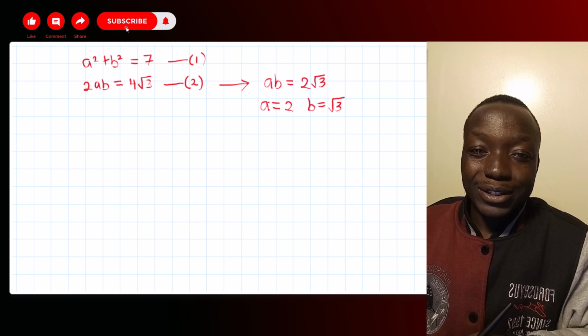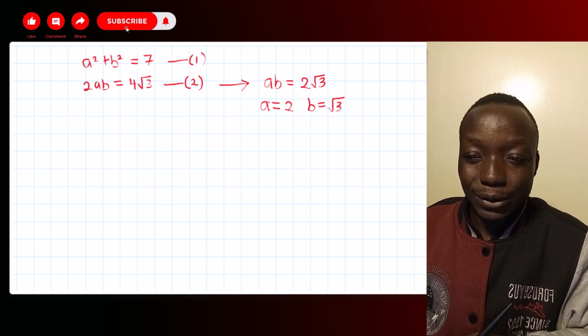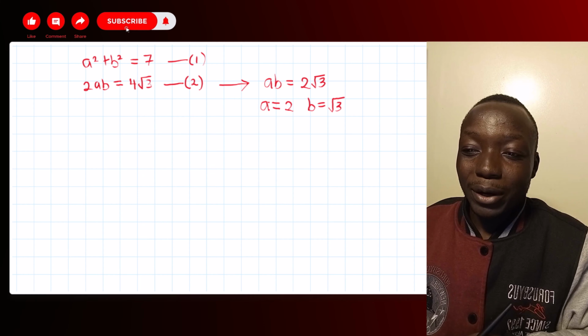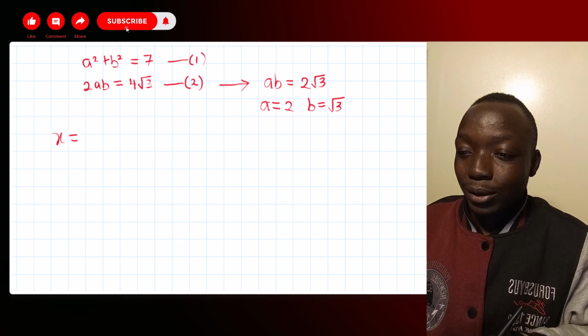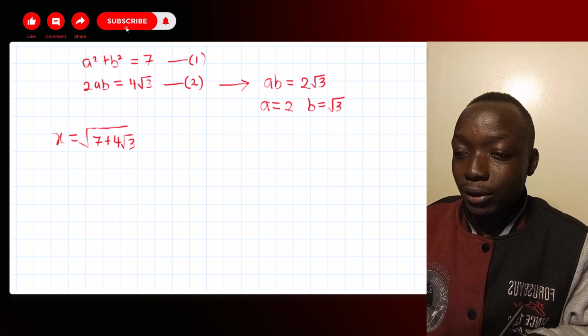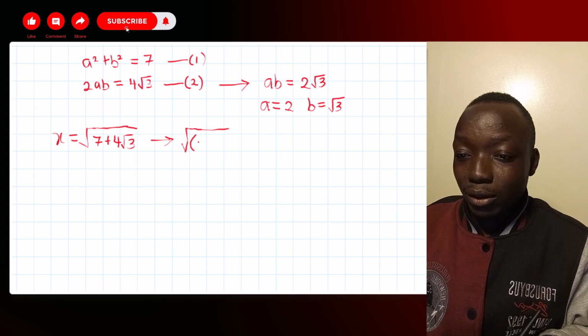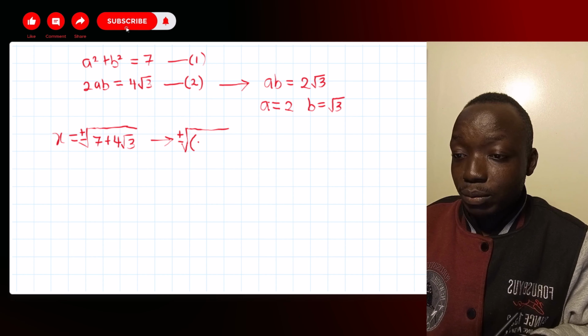So let's substitute the values of A and B to see if the sum of their squares gives us 7. So 2 squared is 4, square root 3 squared is 3, so that gives us 7. So here we can write our solution. x is equal to the square root of 7 plus 4 square root 3. And remember we've gotten values for A and B, so that's going to be plus or minus, right?